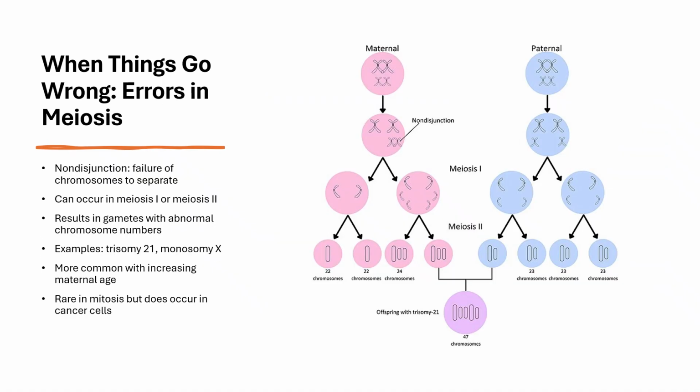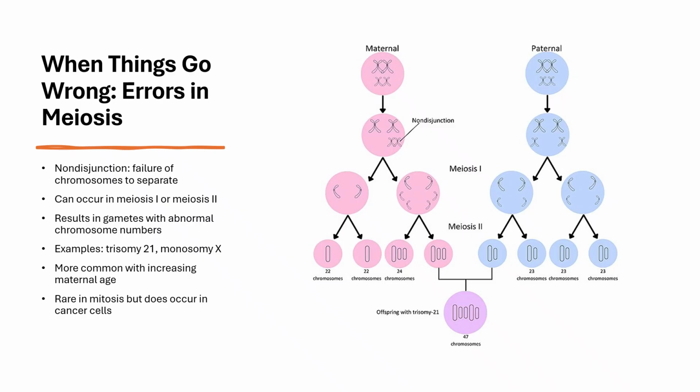Meiosis is usually a well-orchestrated process, but like any complex event, things can occasionally go wrong. Nondisjunction occurs when chromosomes fail to separate properly during meiosis I or meiosis II. This mistake results in gametes with too many or too few chromosomes. If such a gamete is involved in fertilization, the resulting zygote may have a chromosomal disorder such as Down syndrome or Turner syndrome.